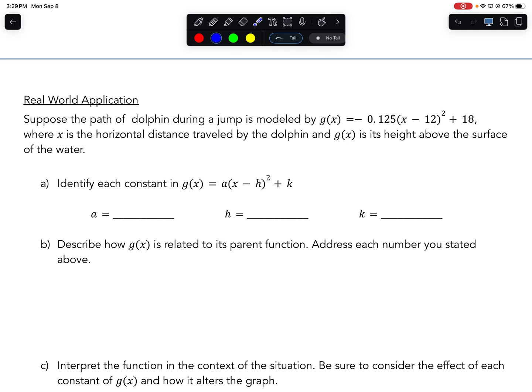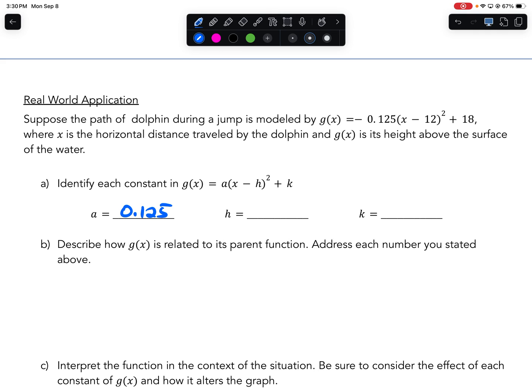g of x is the height above the surface of the water. So what's A in this equation? It should really be 0.25, not negative. So the negative part of that just turns the parabola upside down.